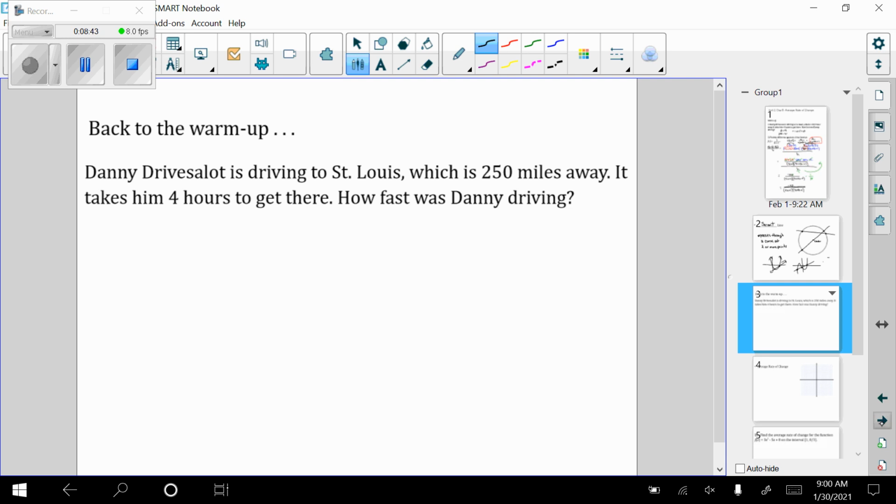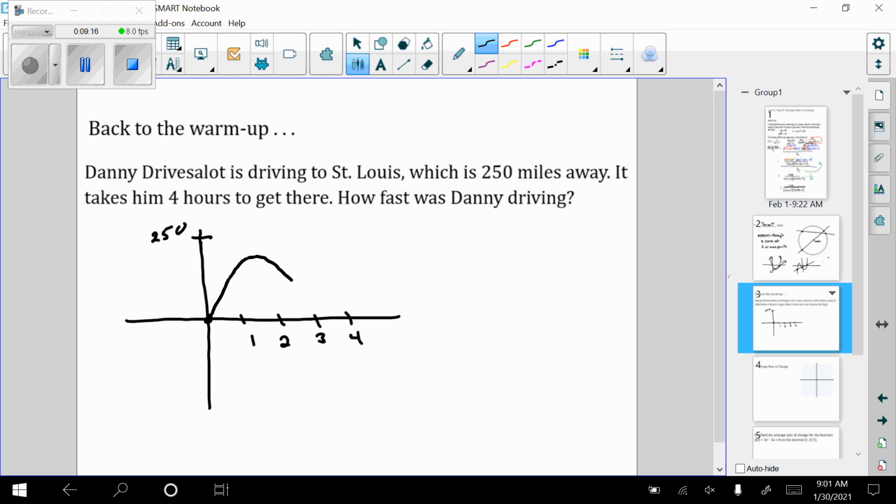If we look at the Danny drives a lot problem, think about if we had a curve that represents Danny's speed. He starts here at 0, maybe 1, 2, 3, 4. We knew it took him 4 hours, and we knew he was going 250 miles to get to St. Louis. So we could have a curve represent, maybe Danny was driving really fast, and then he slows down a little bit, and then he drives faster, and he finally gets to his final location.